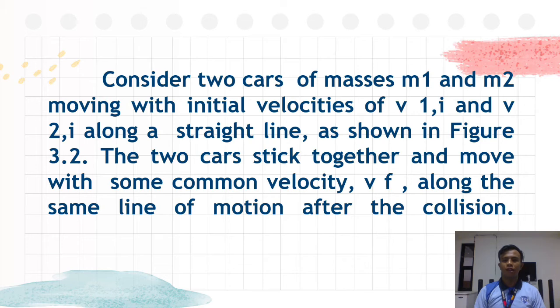Consider two cars of masses m1 and m2 moving with initial velocities v1 and v2 along a straight line, as shown in figure 3.2. The two cars stick together and move with the same common velocity, or the final velocity, along the same line of motion after the collision.